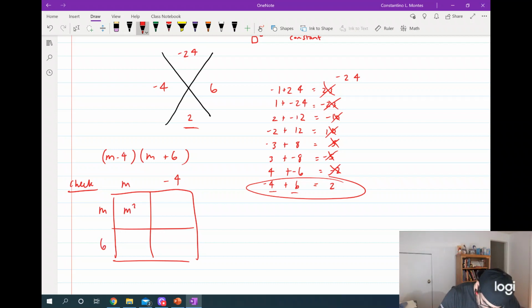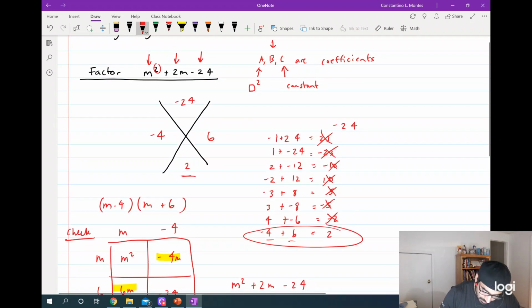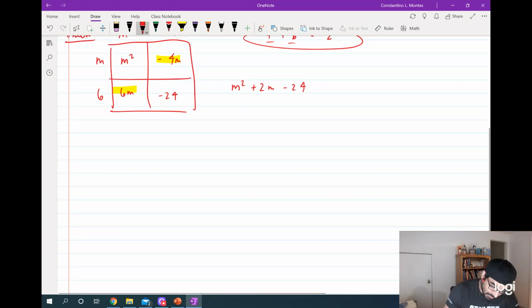So we get m squared, negative 4m, 6m, and negative 24. So these are like terms. So I end up with m squared, 6 plus negative 4 is positive 2m, minus 24. Is that what we started with? Yes. So it is correct. So factoring is just the reverse of multiplying these two factors together. It just takes a lot more work sometimes. I mean, look at all the factors we had to check, right? So let's do one more example, and then we'll call it a day.